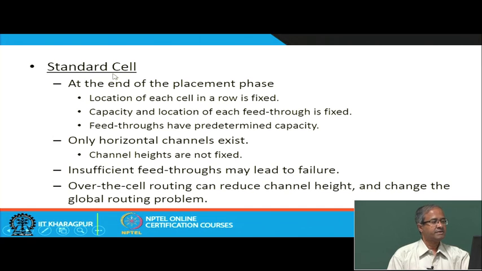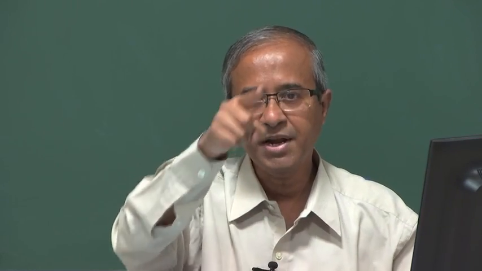Standard cell. So, in a standard cell, if you recall, the cells are placed along rows. So, after you complete the placement, the location of each cell is fixed, the capacity and location of each feed through is fixed. So, you recall I mentioned what is a feed through. Feed throughs are some special standard cells which allow a connection from top to go to the bottom, so that across rows you can take a connection and you can connect. Those are the feed through cells.